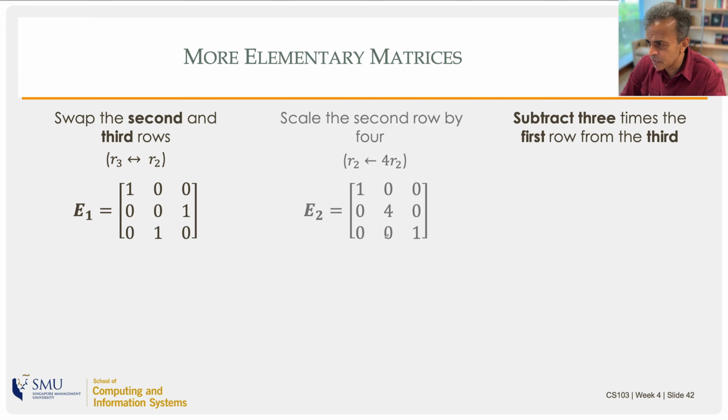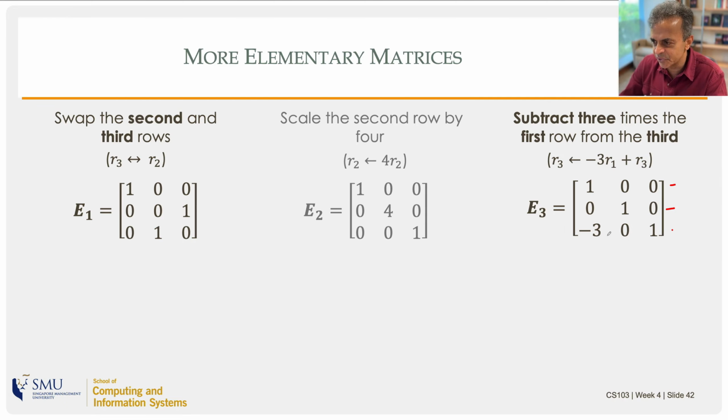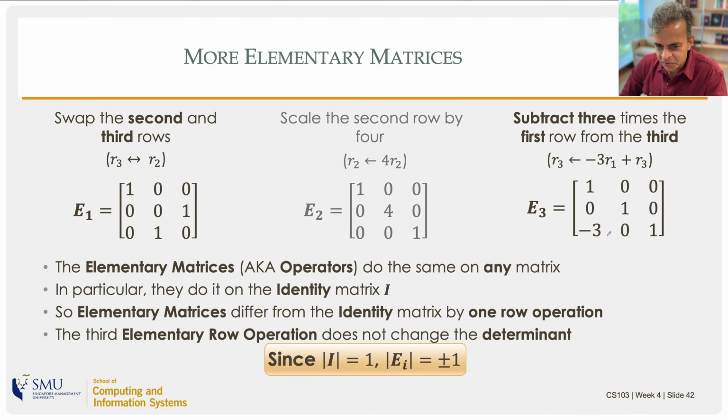Subtract 3 times the first row from the third. So nothing happens to the first row. Nothing happens to the second row. The third row, subtract 3 times the first row from the third row in the identity matrix, and that gives you the elementary operator. So keep that in mind. So what I said in the previous slide, let me put that down in black and white once more. The elementary matrices, also called the elementary operators, do the same operations that they did on A on any matrix that appears on the right of that matrix. In particular, they do the same thing on the identity matrix. So in order to get the elementary matrices, all you have to do is to apply the elementary operation to the identity matrix, because EI is E.